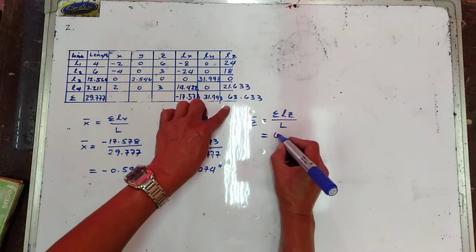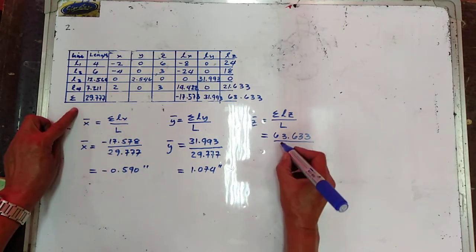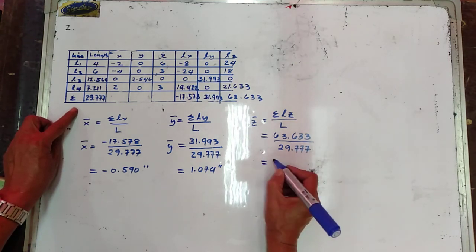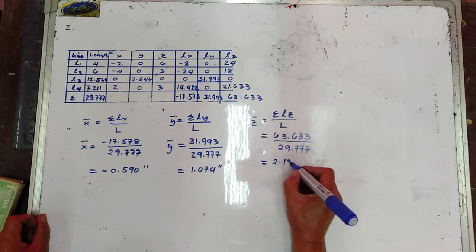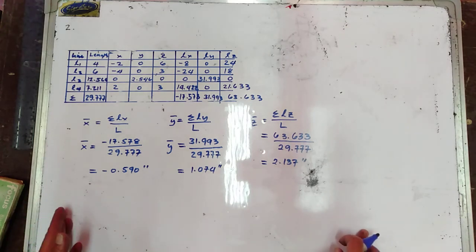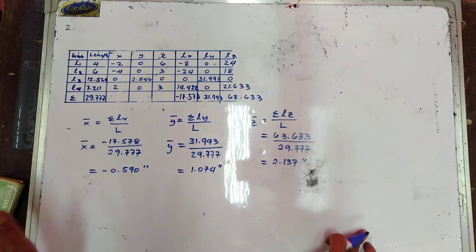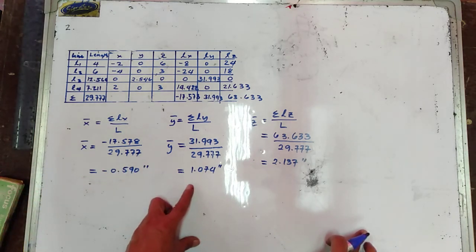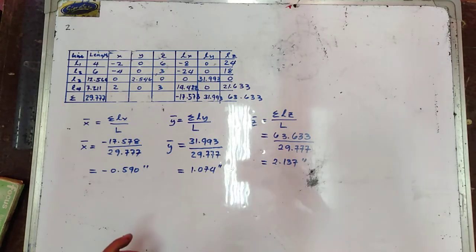And your bar Z is now equal to summation Lz all over the total length. And summation Lz is 63.633 all over the total length, and the total length is 29.777. So your bar Z is equal to 2.137 inches. And therefore, the location of the centroid of the composite line is negative 0.59 in the x-axis, 1.074 inches in the y-axis, and 2.137 inches in the z-axis.